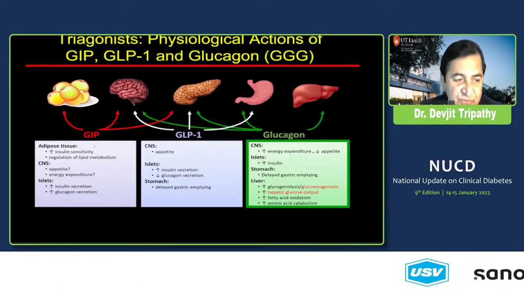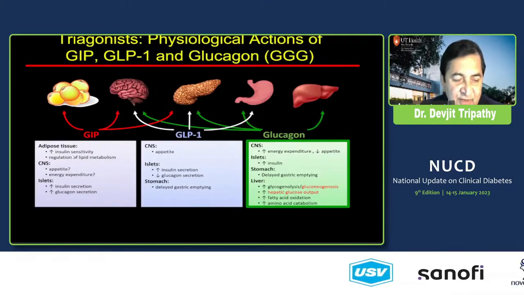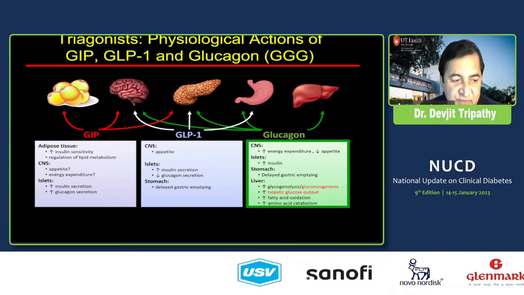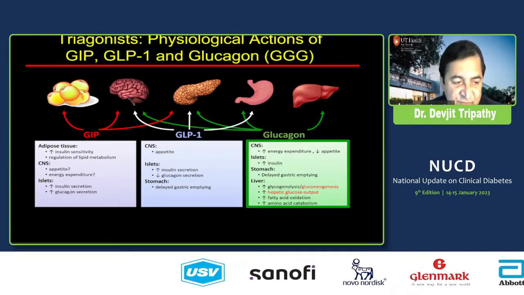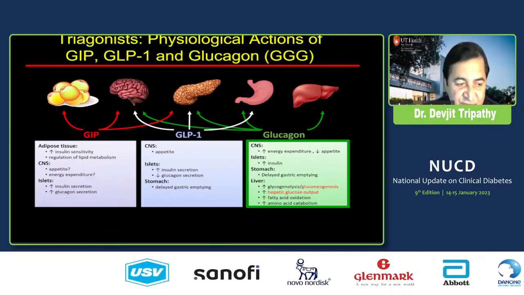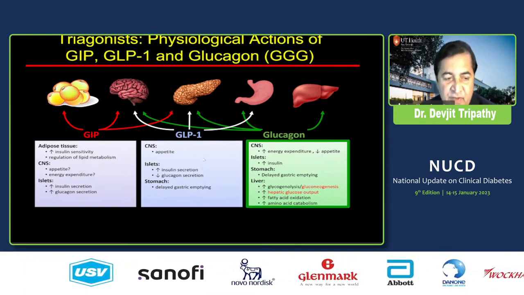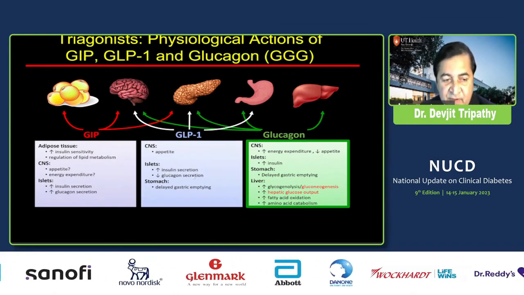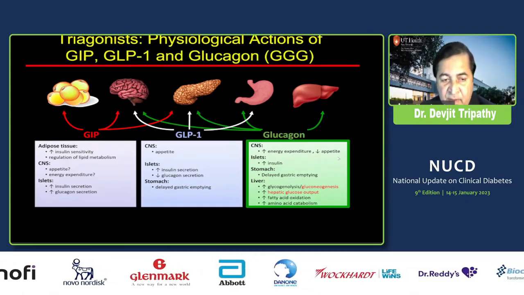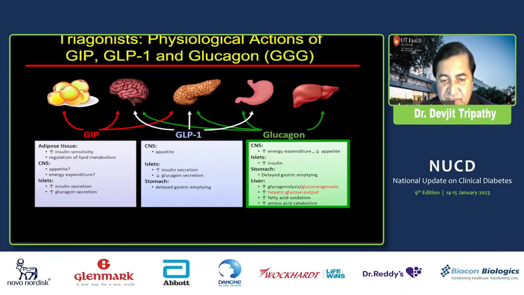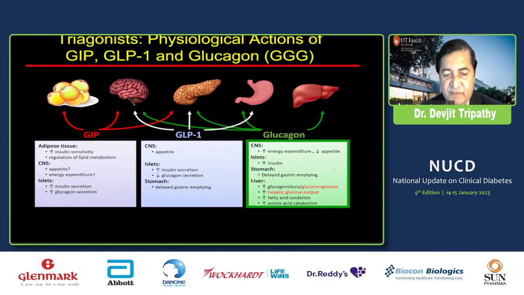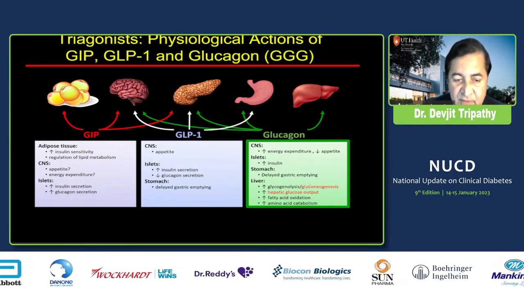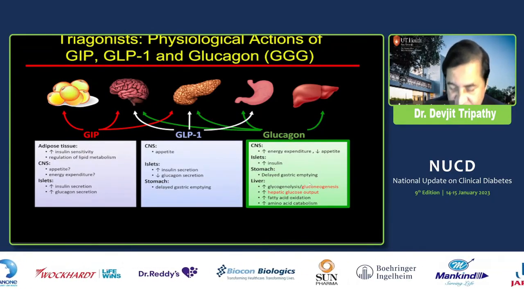Again, I just showed you GIP has effects on adipose tissue, improving insulin sensitivity and regulation of lipid metabolism. It has an effect on appetite, no effect on energy expenditure, and increases insulin secretion and glucagon. And GLP-1 mainly acts on the CNS, decreasing appetite, increasing insulin secretion, and delaying gastric emptying. And glucagon increases energy expenditure, decreases appetite, and also causes increased fatty acid oxidation.